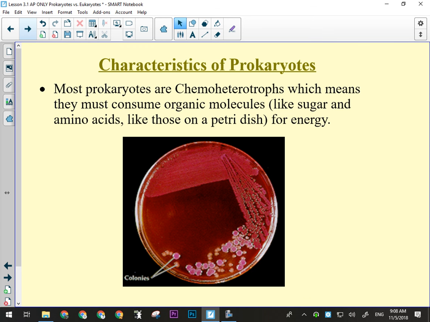Okay, prokaryotes for the most part are chemoheterotrophs, but there are also some that are photosynthetic. Those are generally like blue-green algae, very simple types of algae. Chemoheterotrophs means obviously that they have to consume organic molecules for food, which is why they like the inside of your body so much. There's lots and lots of raw materials available in there for them to feed on. Now what is it about a bacteria that makes you sick?